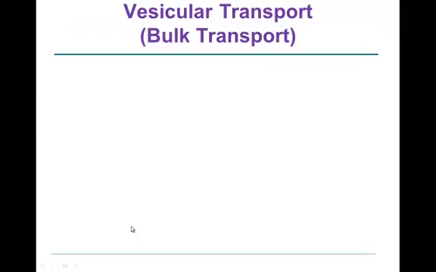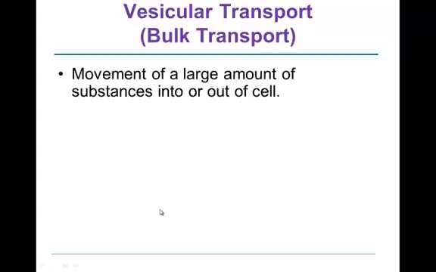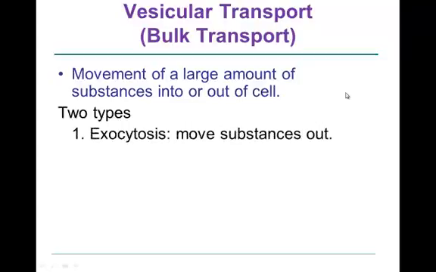And the second process that we're going to consider, after active transport, which is very common, is vesicular transport, or bulk transport. This is movement of a large amount of substances into or out of a cell inside a membrane. And a little membrane full of stuff being transported is called a vesicle, hence the name vesicular transport. There are two types of vesicular transport, or bulk transport: exocytosis and endocytosis.